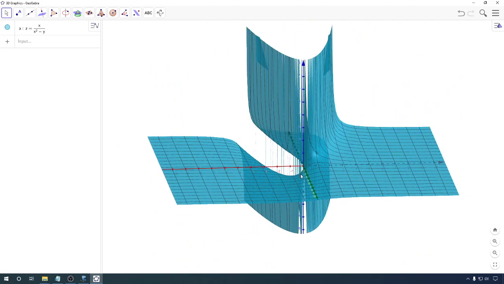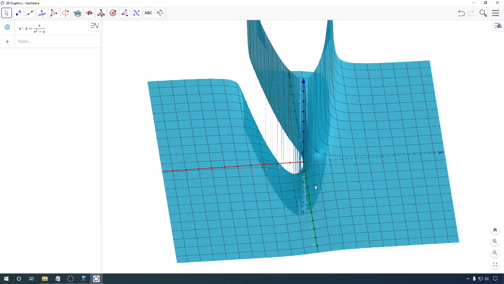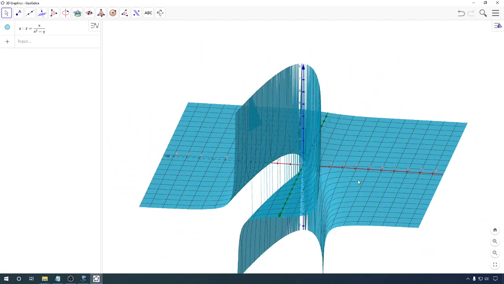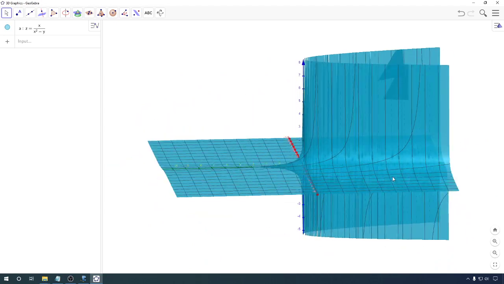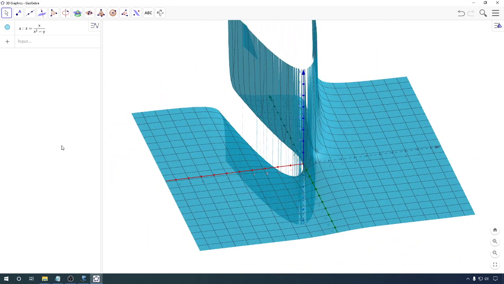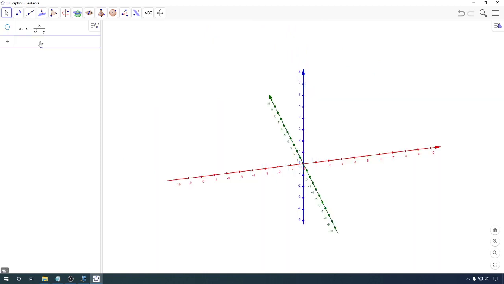But at the very least, we get an idea of what this thing looks like. It's actually a really weird looking curve, or surface, I should say. But at the very least, we get an idea of what's going on. Let's move on to the next one.